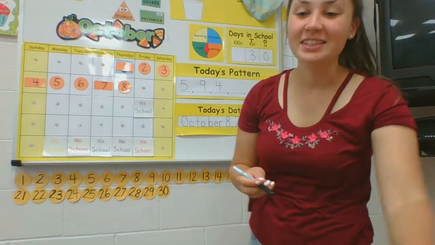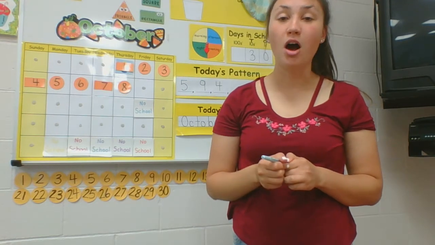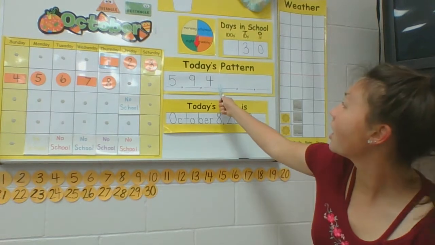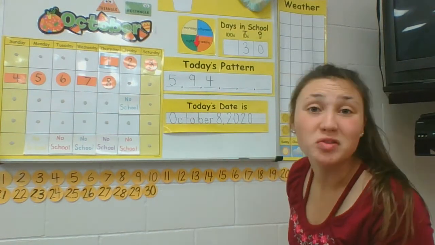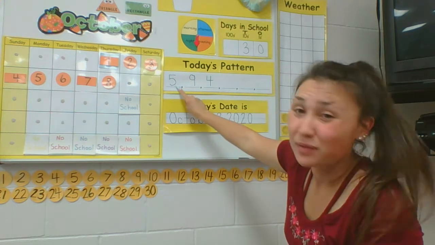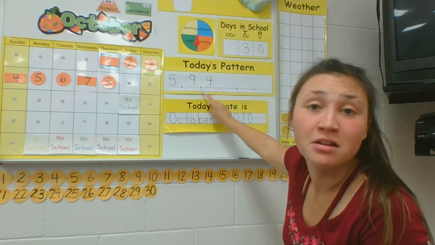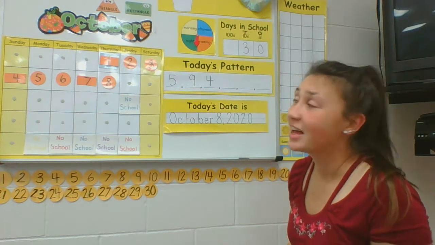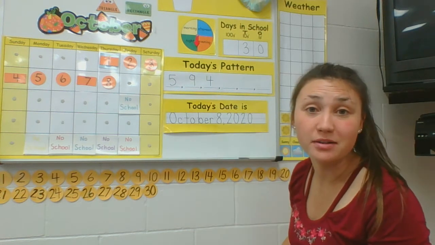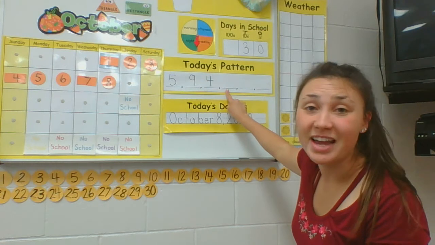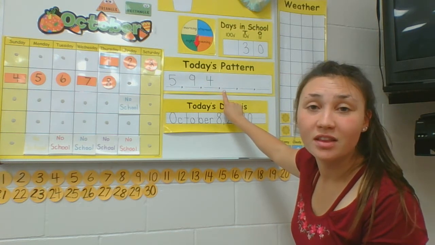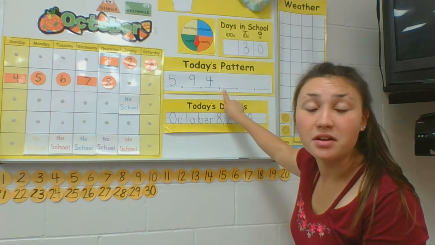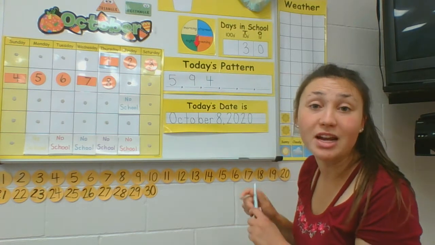All right, let's talk now about our pattern for today. We have a pattern that starts with these 3 numbers. Read it with me, ready? 5, 9, 4. Now, if this pattern repeats, this pattern of 3, what will come next after this number? Yeah, another 5, because that's the first one over here.